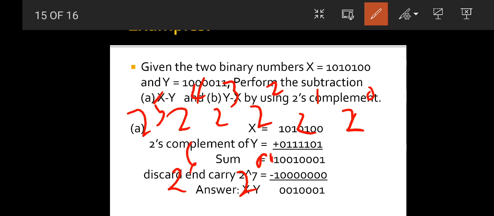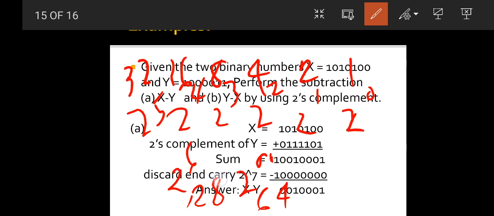So each power has its own value. If you have 2 raised to the power of 0, any number raised to the power of 0 is 1, right? Next is 2, next is 4, next is 8, then 16, 32, 64, and then 128. So the last part is 128.